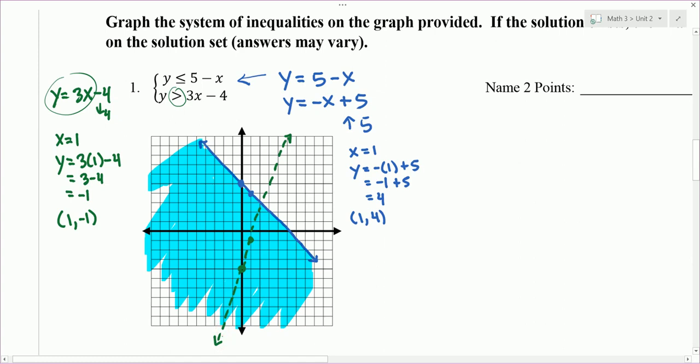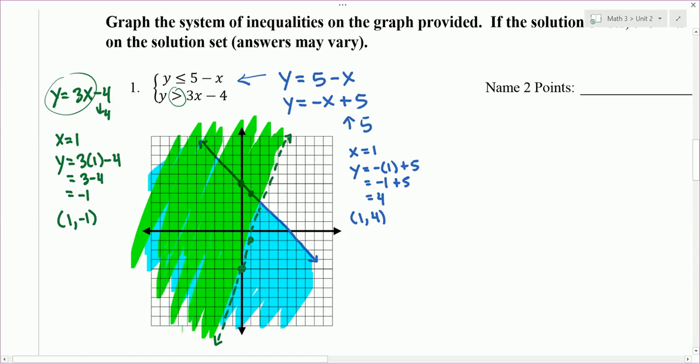And then we ask, should we shade above or below? Well, it says y is greater than. If it's greater than, you're shading above. So I'm going to, again, hold off on the shading until I give you the go. Don't shade yet. Okay, there we have it.